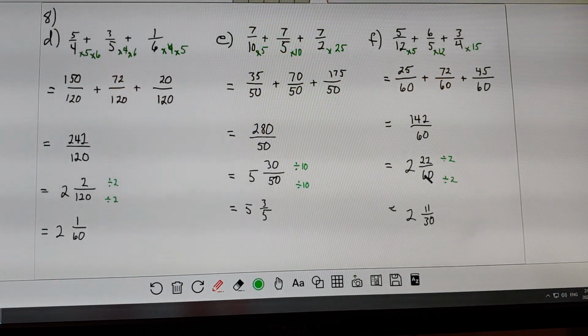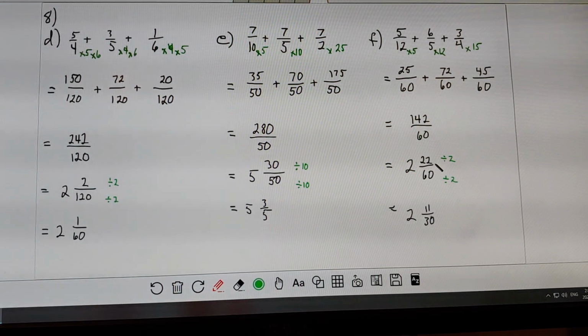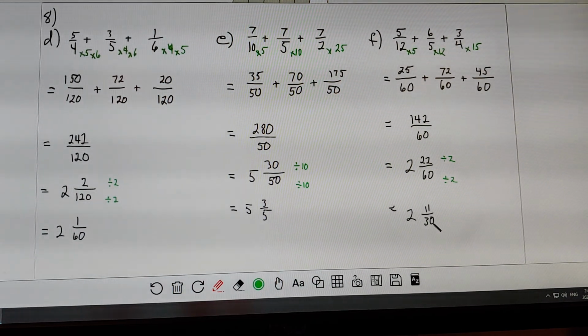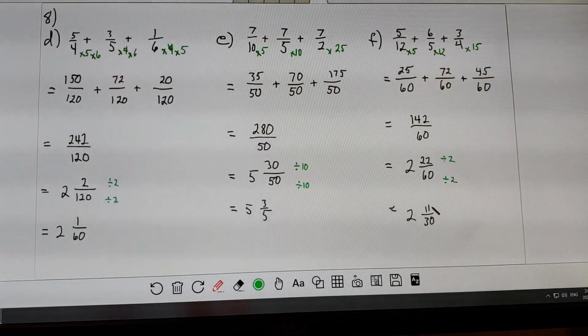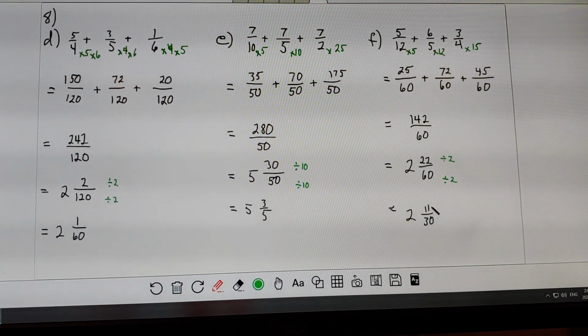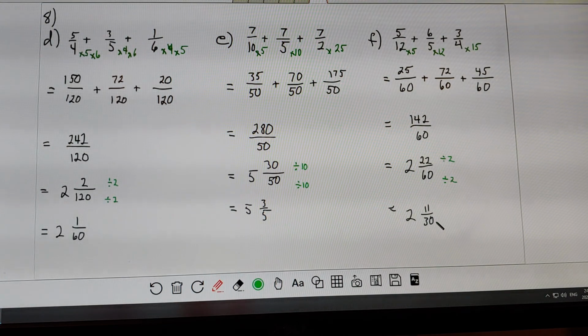Check, is this lowest terms? Well, let me try dividing by my prime numbers. I started with 2, and I got 11 over 30. Then you've got to check, can it go lower? Oftentimes it will. 11 is a prime number. The only thing I'm going to be able to divide by is 11. Can I do that with 30? No, I get a decimal answer. So that's it for that one.